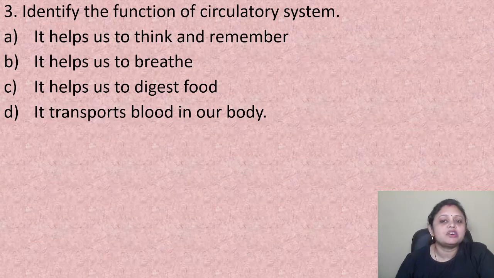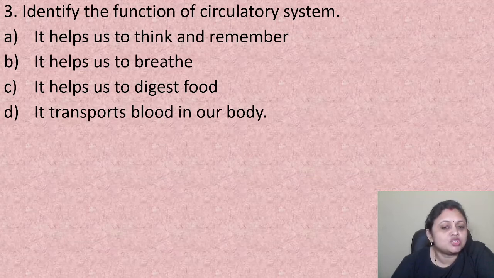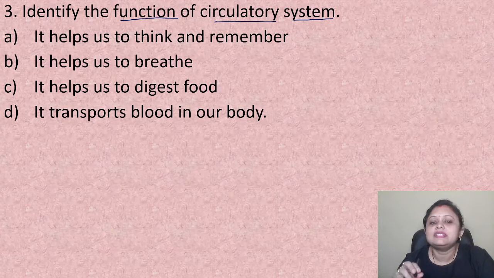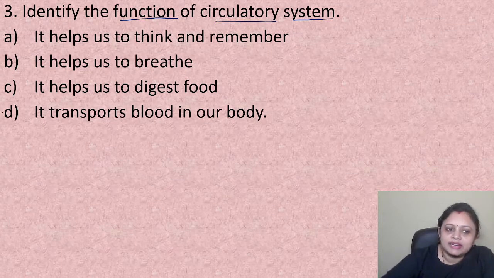Coming to the next question: identify the function of the circulatory system. Option A, it helps us to think and remember. Option B, it helps us to breathe. Option C, it helps us to digest food. Option D, it transports blood in our body. So what is the function of the circulatory system? It transports blood in our body. The correct answer is option D.